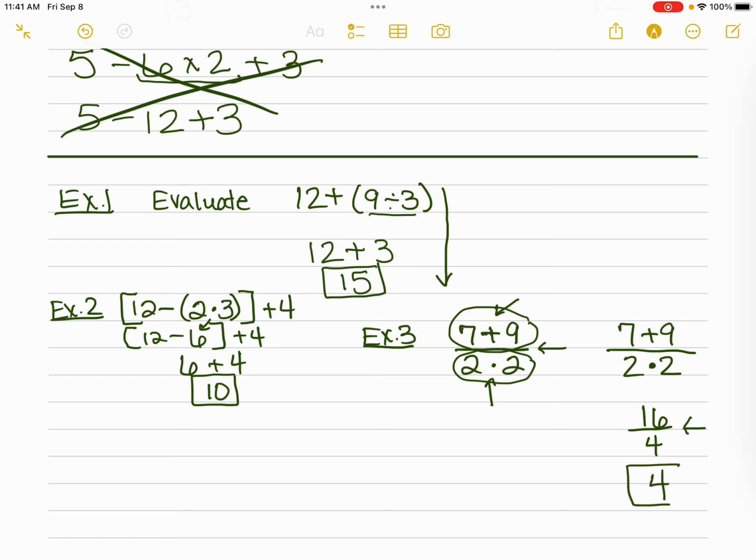Some kids will say, well, how do I know when it's a fraction or division? They're the same thing. So if you see a fraction and you can divide it like this, 16 divided by 4, then you just divide it to simplify it. Okay? Okay, next problem.